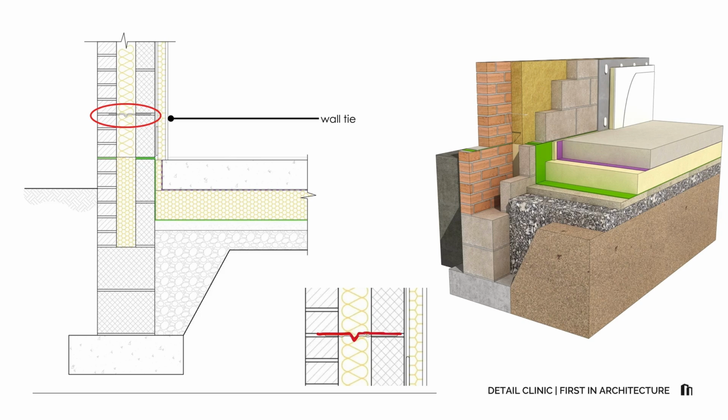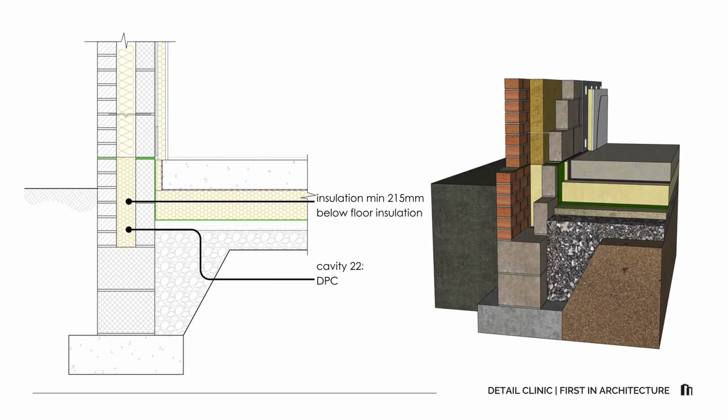The small kink or drip in the tie is deliberate. It breaks the path of any water or condensation running along the tie and ensures it sheds to the outer leaf. The cavity must extend a minimum of 225 mm below the DPC to comply with the Building Regs Part C, and the insulation in the cavity must extend a minimum of 215 mm below the floor insulation to comply with Part L of the Building Regs.